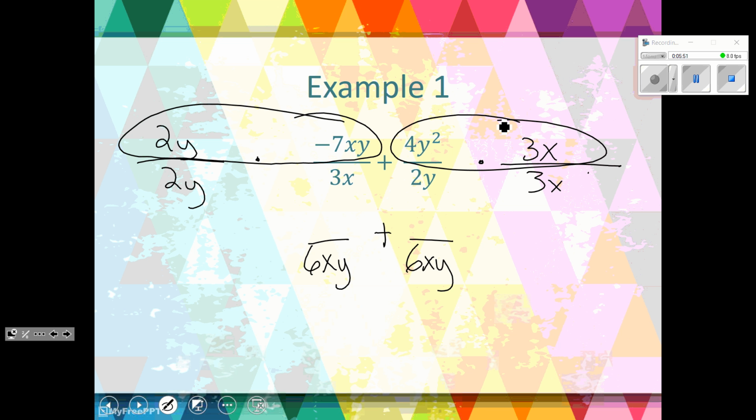So what is 2y times negative 7xy? Negative 14xy squared. Very good. Okay. What is 4y squared times 3x? 12xy squared. Now, all I've done right now is I have successfully made common denominators. That's all I did. I chose my common denominator, and I figured out how to change my numerator. And now I have common denominators.